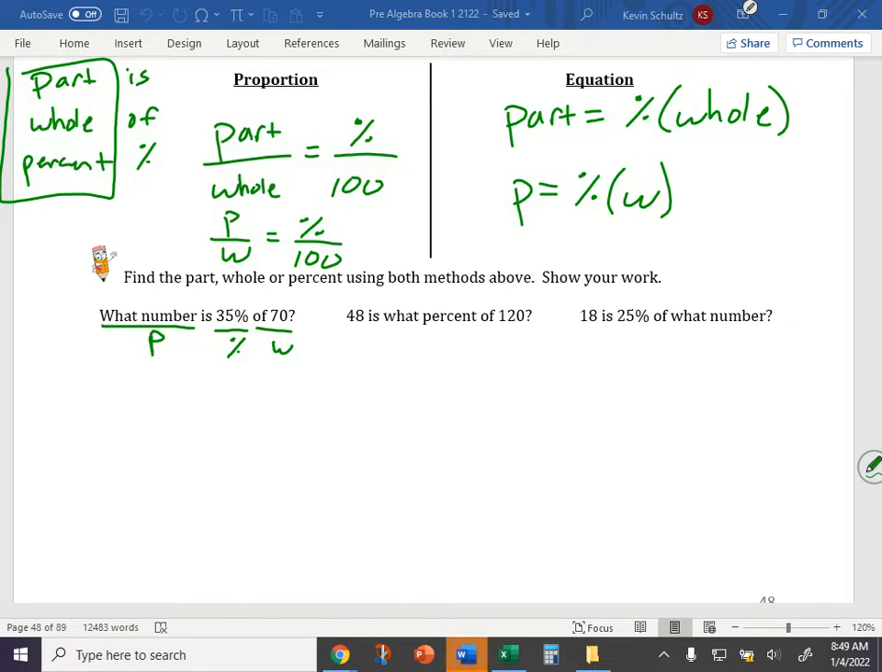So in this case, we're solving for the part. You have the proportion work written down, but using the equation, P equals percent times W, we're going to plug in what we know. We don't know the part, so we're going to leave that as the variable.